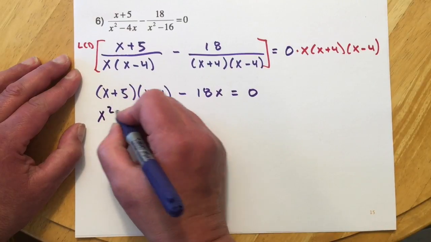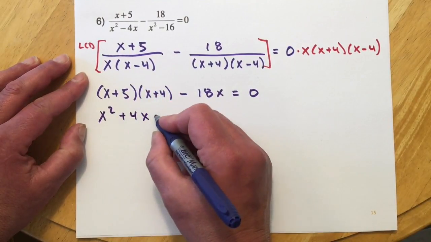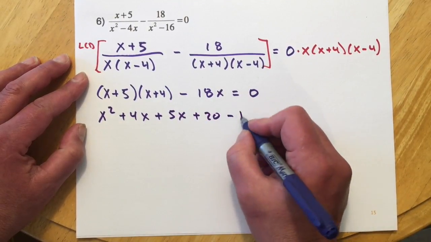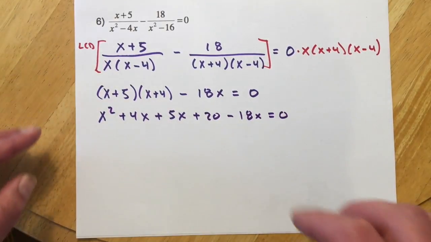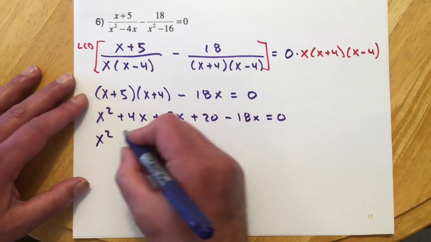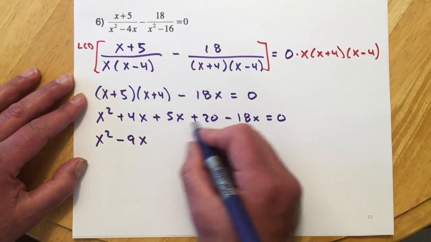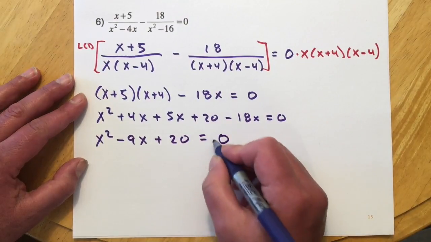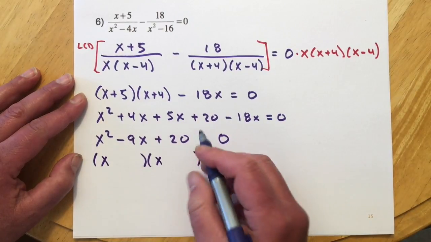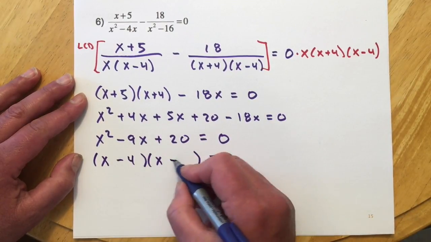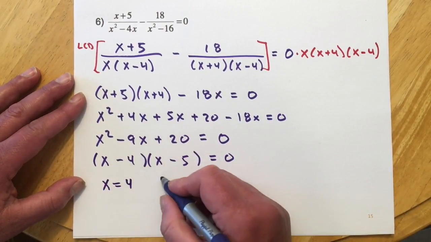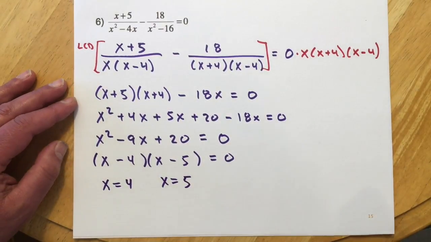And then we'll do a little FOIL, so x squared plus 4x plus 5x plus 20 minus 18x equals 0. Collect our terms, so x squared, 9 minus 18 would be minus 9x plus 20 equals 0. So it looks like a minus 4 and a minus 5 would give me the 20 and the negative 9. And then I have solutions of x equals 4 and x equals 5.